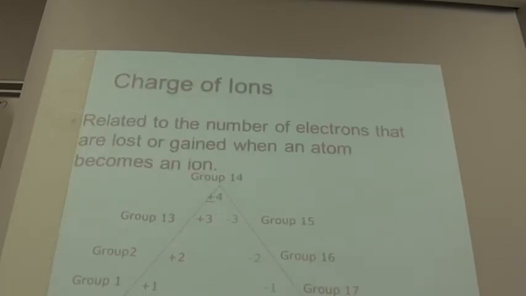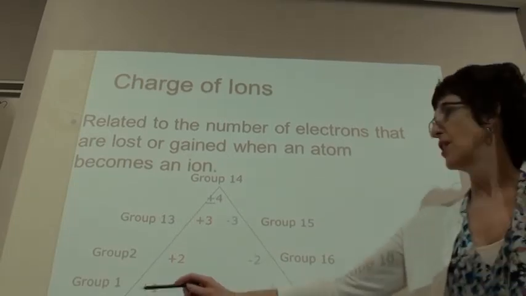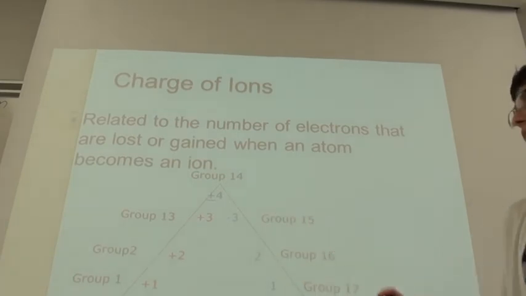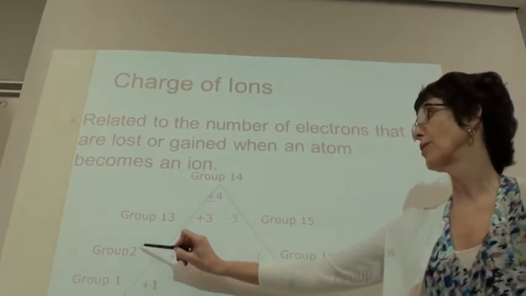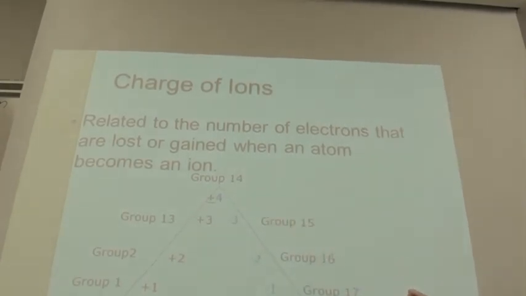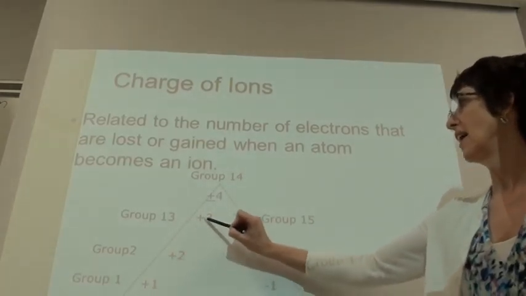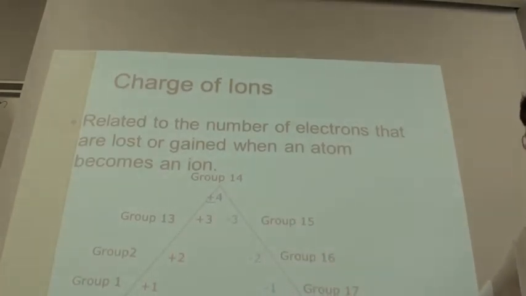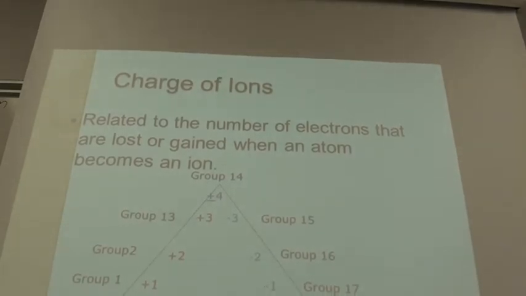Here's a memory hook that I want you to use. So on the outside of the triangle, write the group numbers. On the inside of the triangle are the oxidation numbers, or the charges. Write this in your notes.